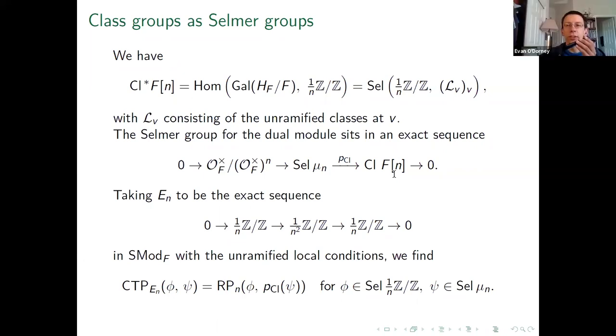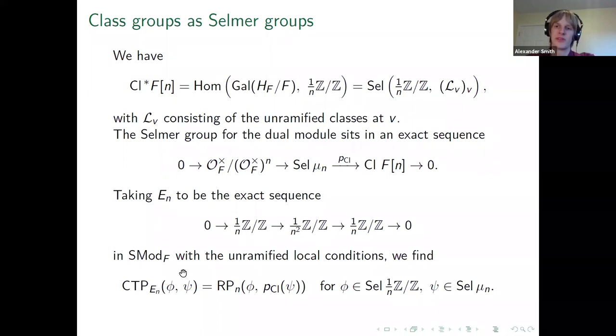When you write Sel of mu_n, you're implicitly using the dual system of conditions to the unramified one? Yes, yes. And at most places, these are still the unramified conditions. It's just the places dividing n where you have some problems.